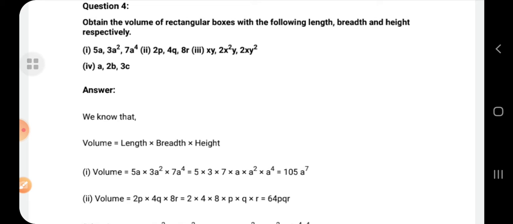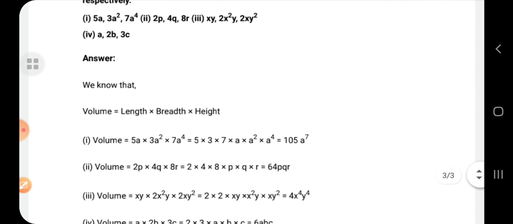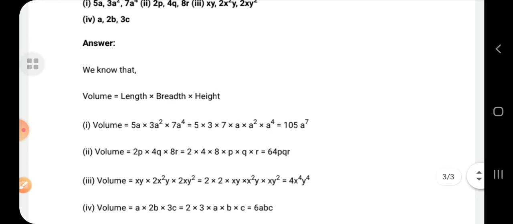Second question is 2p, 4q and 8r. The multiplied value is 64pqr. Third one is xy, 2x square y and 2xy square. The value will be 4x to the power 4, y to the power 4. All the three terms are multiplied, so the powers will add. x into x square into x is x to the power 4, y into y square into y is y to the power 4. Each of the powers gets added when we multiply the same variable.